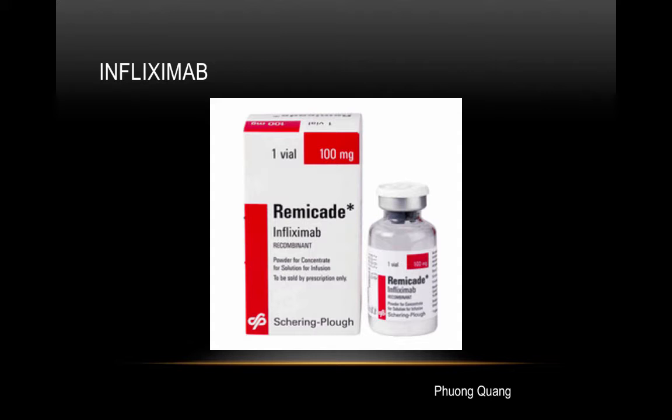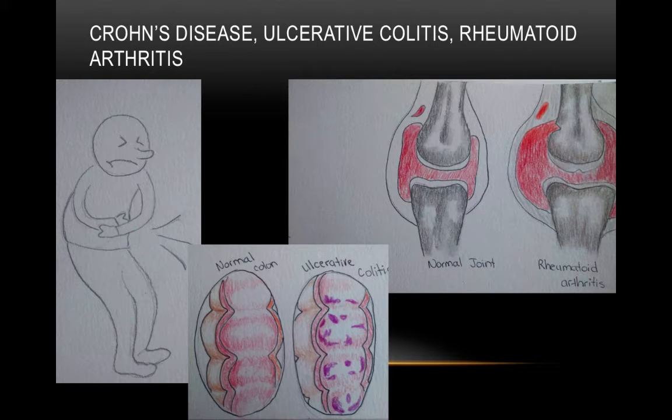IBD involves chronic inflammation of the digestive tract, for example, Crohn's disease and ulcerative colitis. In addition, infliximab also treats rheumatoid arthritis. But what is a chimeric monoclonal antibody?